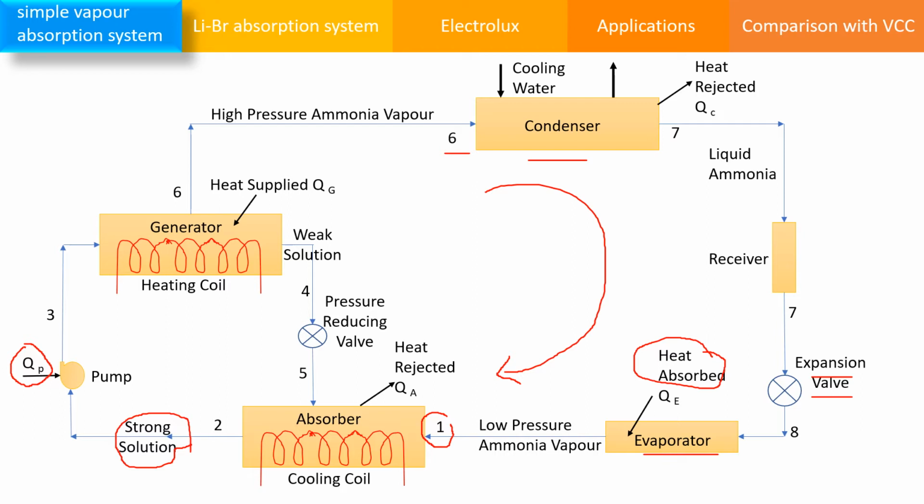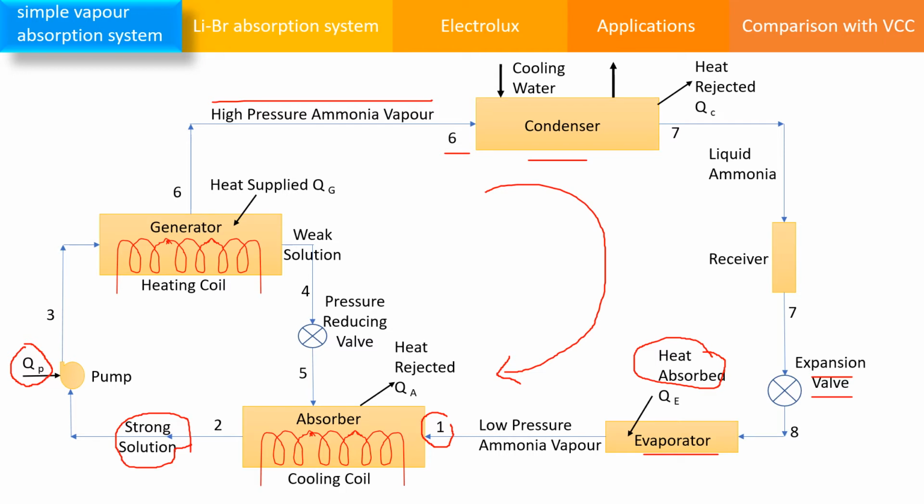In the generator there is a heating arrangement. So the heating coil heats the strong aqua ammonia solution, thereby reducing its solubility, that is, its holding capacity for ammonia. So ammonia vapors are released in the generator. For the namesake, the generator generates the ammonia, and this ammonia is in the form of high pressure ammonia vapor because of the pump, and this high pressure ammonia vapor is passed to the condenser. This leaves a high pressure but weak ammonia solution inside the generator.